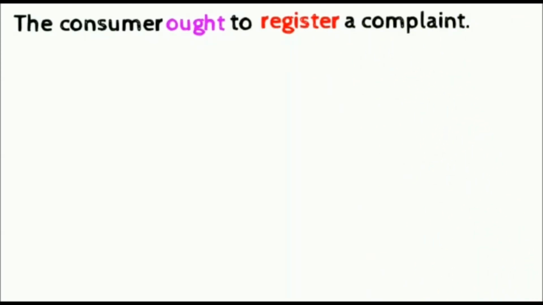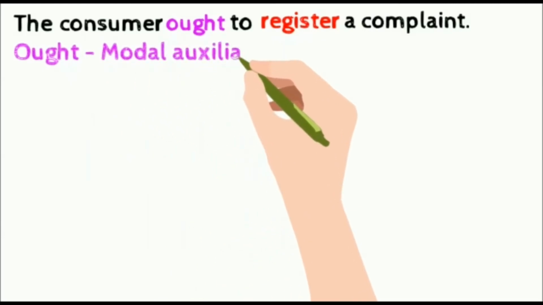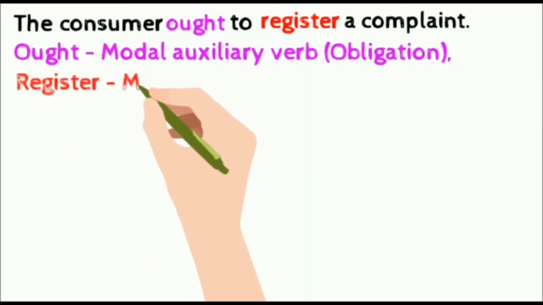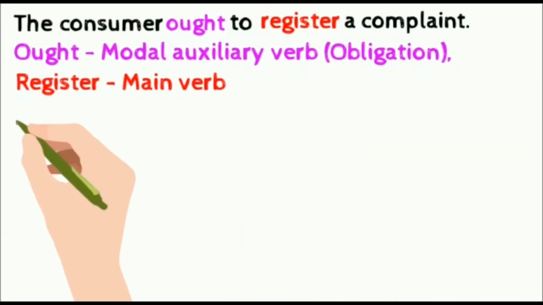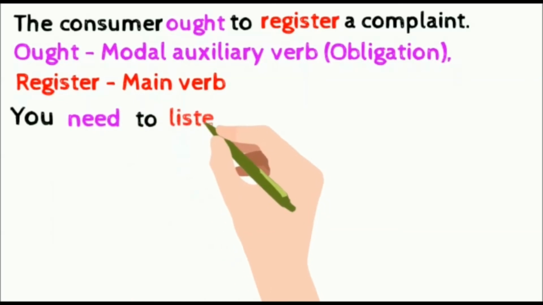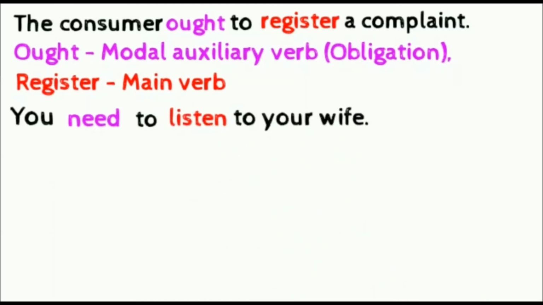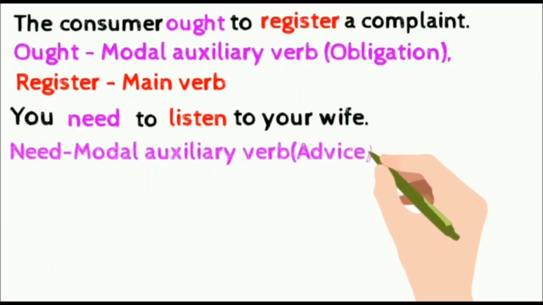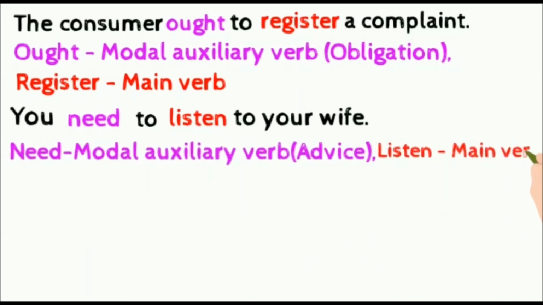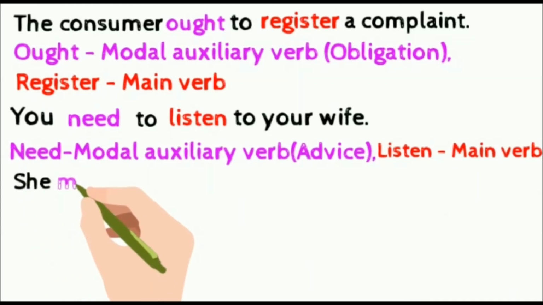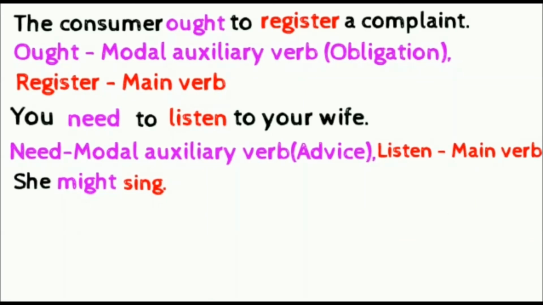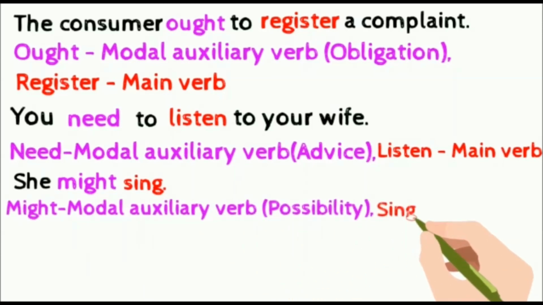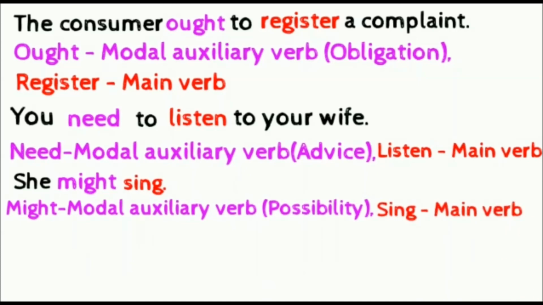A few more examples. The consumer ought to register a complaint. Here ought is the modal auxiliary verb. Here it expresses obligation and register is the main verb. You need to listen to your wife. Here need is the modal auxiliary verb because it expresses an advice and listen is the main verb. She might sing. Here might is a modal auxiliary verb because it expresses a possibility and sing is the main verb.